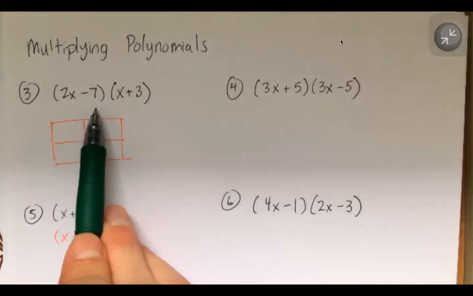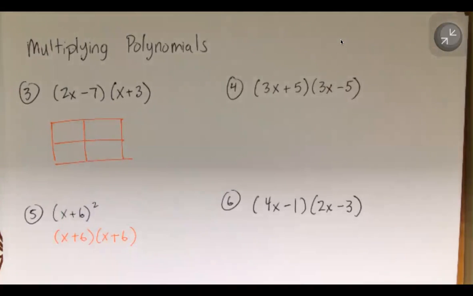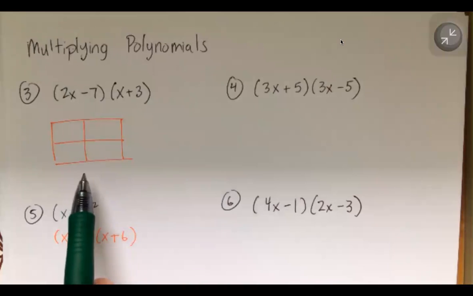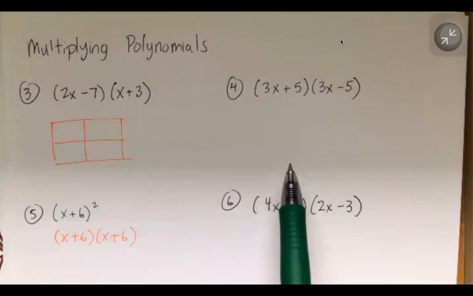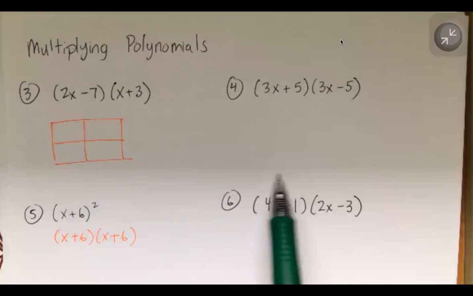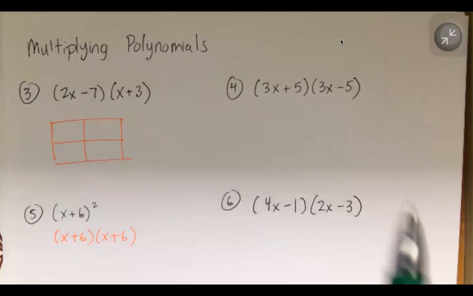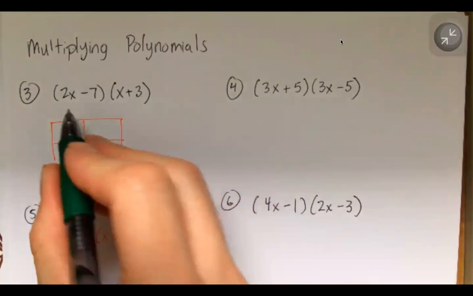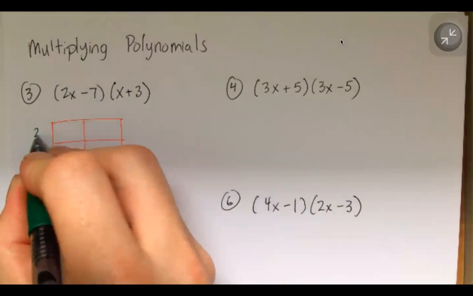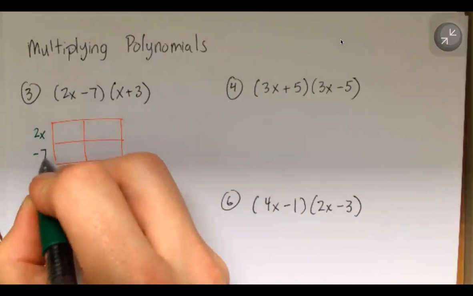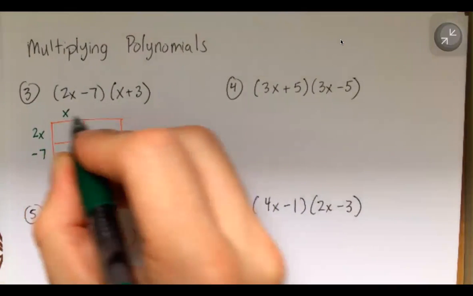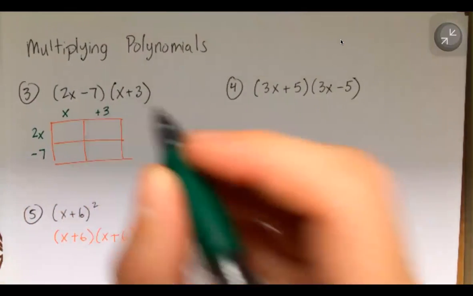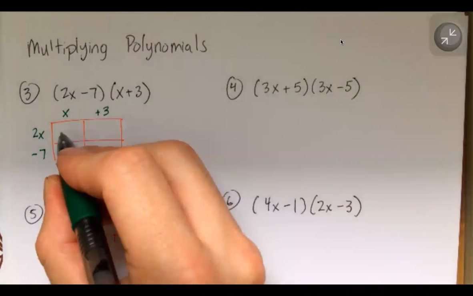We have 2x minus 7 times x plus 3. I'm going to show both the box method, and then I'll show either, you could call it distributive property or FOIL, whatever you want to call it, on this next one. But here I have the box method set up. I'm going to put one of my binomials on the side. Doesn't matter if that one goes on the side or the top. I'm going to put the other one on the top. Again, I could switch the order of these, but I'm going to get the same answer, so it doesn't matter.